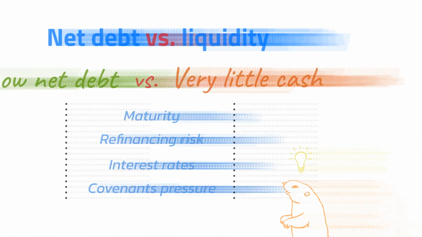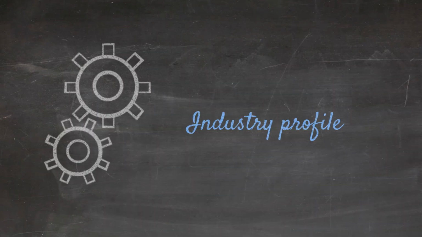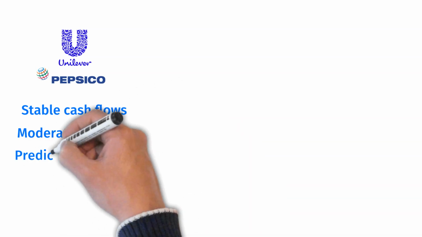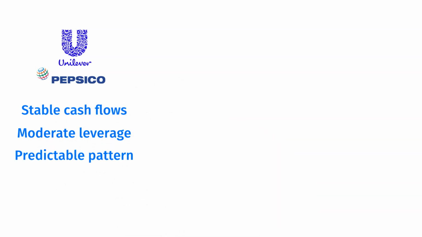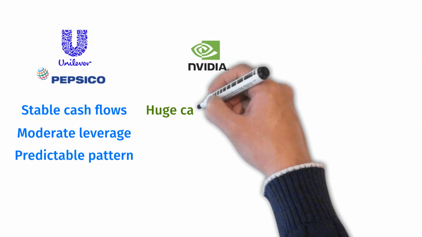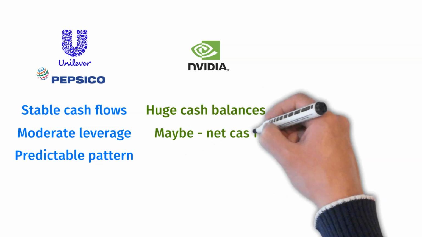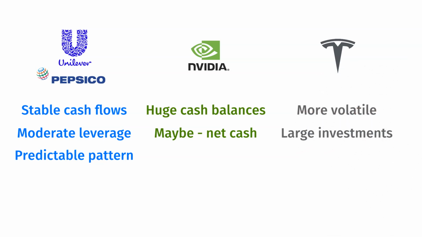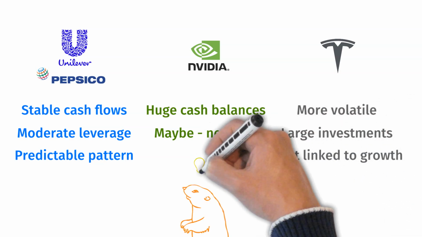Different industries may have different net debt profiles. Consumer goods companies like Unilever or PepsiCo normally will have stable cash flows, moderate leverage, predictable debt servicing. Tech companies who bill their customers in advance like Nvidia could have huge cash balances and sometimes net cash position. Capital-intensive companies like Tesla will normally have more volatile financing needs, large investments, debt linked to growth.